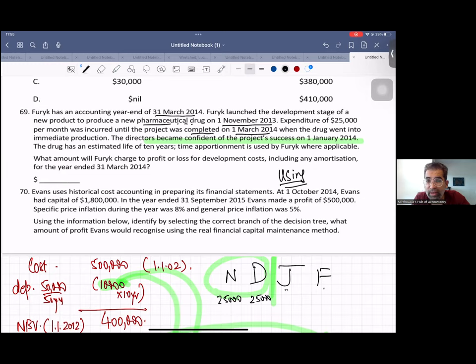But these 2 months, January and Feb, 25,000 and 25,000, these two will be capitalized. Now go slow. January and Feb, 25 and 25, 50,000 will be capitalized. Now read.